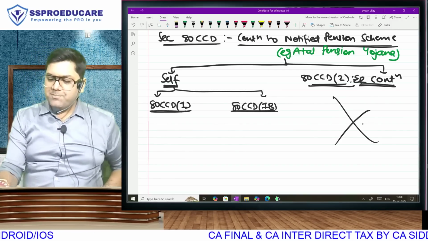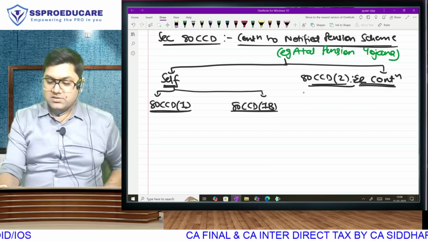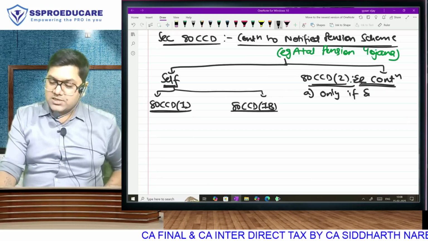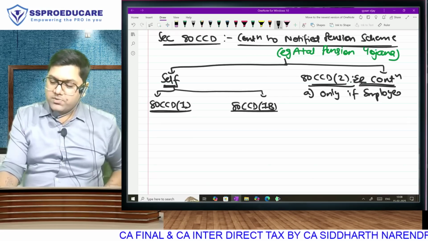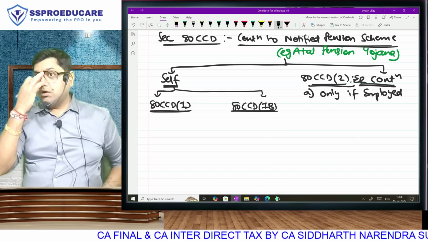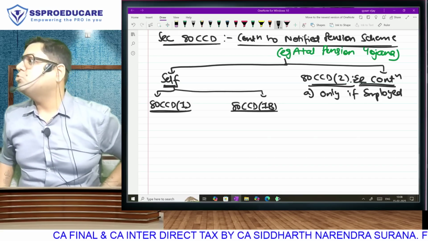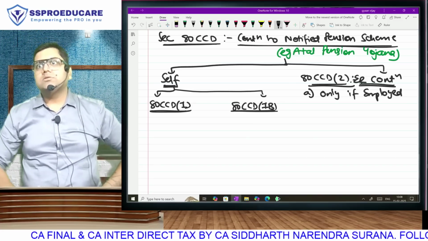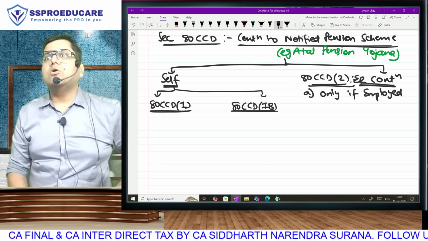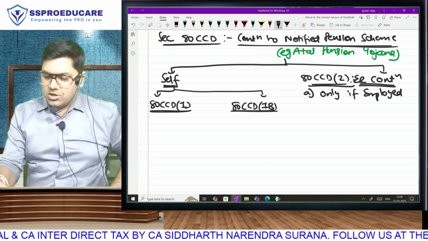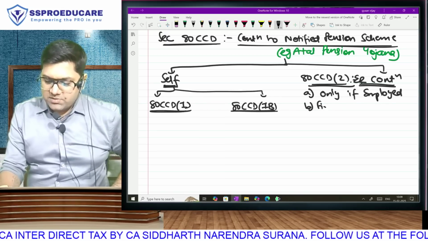Is that clear? Employer part is easy. Let's complete that first. Do you realize that this deduction can come only and only if you are employed? A non-salaried person will have only 1 and 1B, will not have subsection 2. You realize this? Sir, why? Because if there is an employer, then only there will be employer contribution.